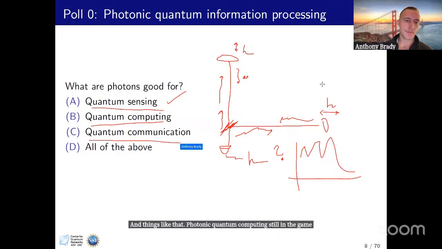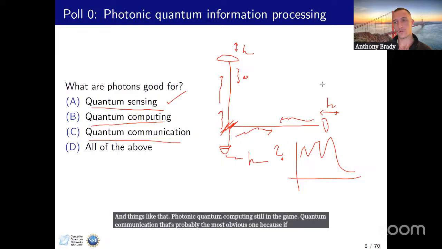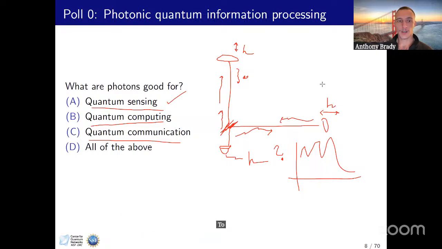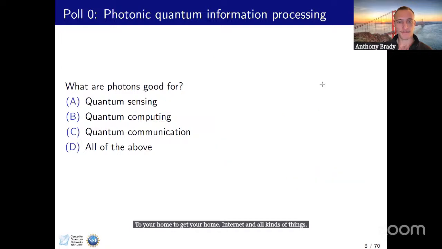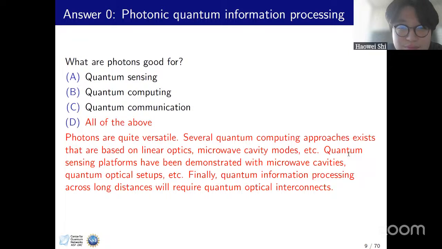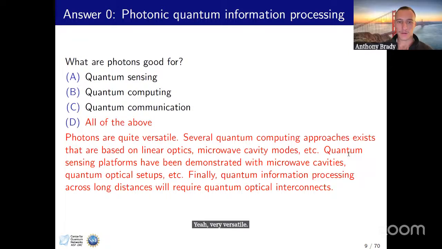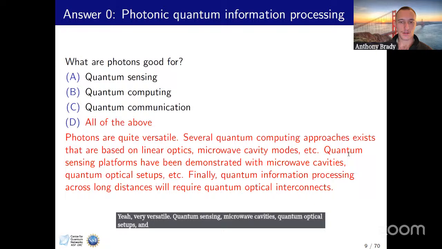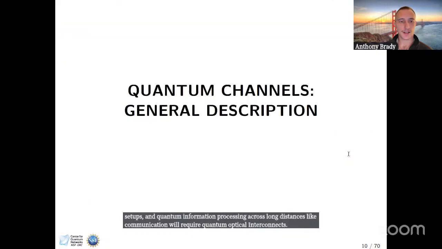Quantum communication is probably the most obvious one, because if you're going to communicate, you're going to do it over optical fibers or through the air, which is what we do classically, right? You have optical fibers running to your home to get internet and all kinds of things. So it's good for everything. Very versatile. Quantum sensing, microwave cavities, quantum optical setups, and quantum information processing across long distances like communication will require quantum optical interconnects. All right, next slide, Howie.